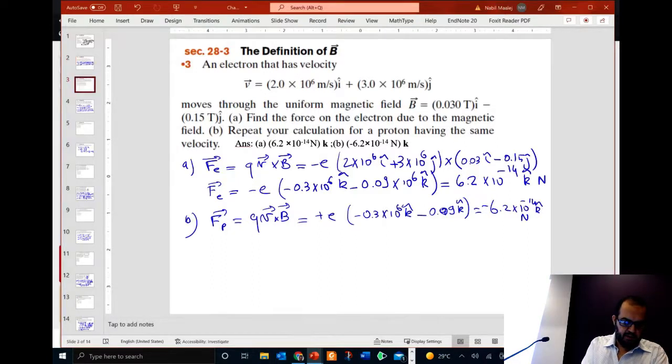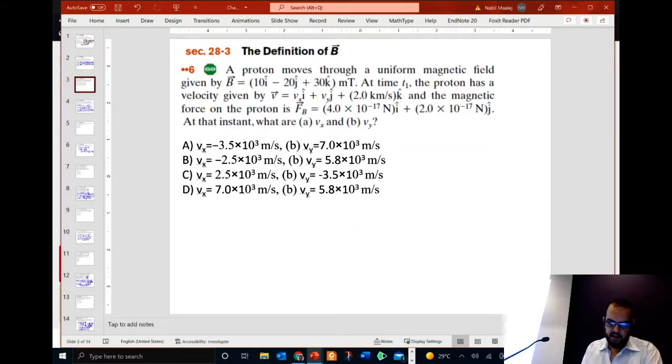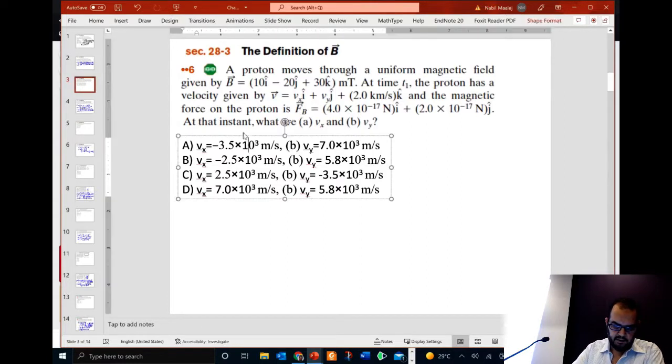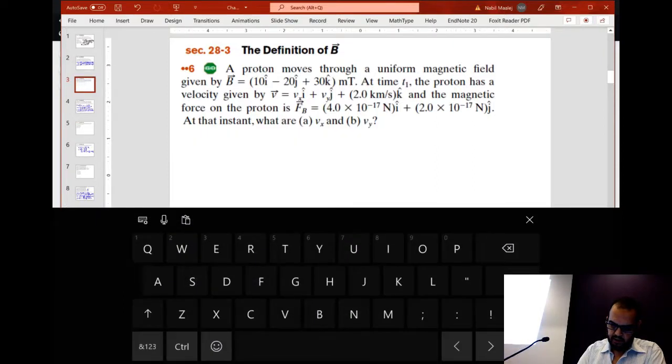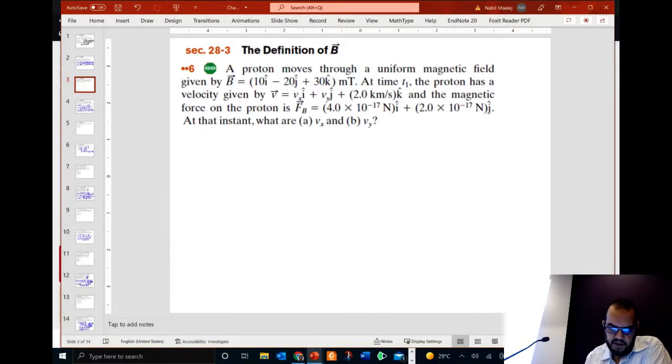Okay, so this is the problem, I guess. All right, so here we have the proton. So the charge is E. It moves through a uniform magnetic field given by 10 i minus 20 j plus 30 millitesla. We're given the velocity Vx i plus Vy j plus 2000 meters per second k, and we're given the magnetic force F_B, 4 × 10^-17 i plus 2 × 10^-17 j.